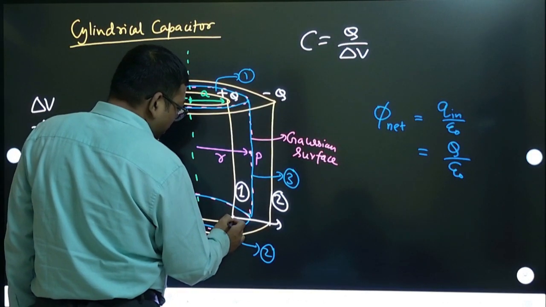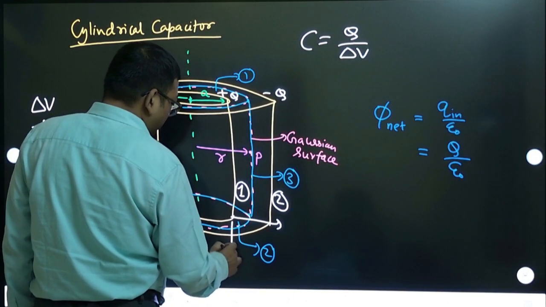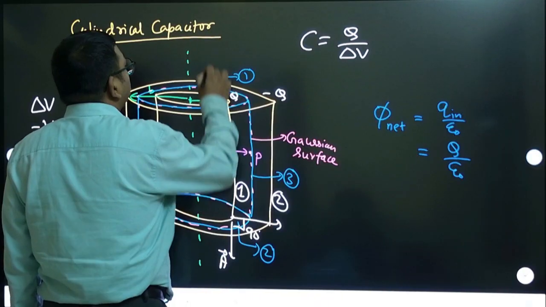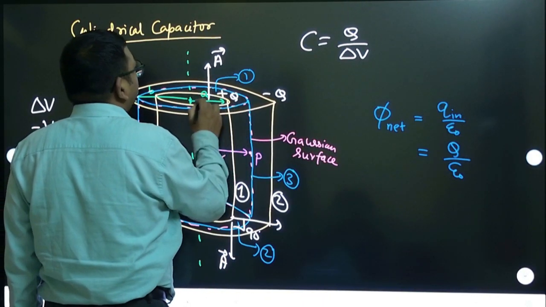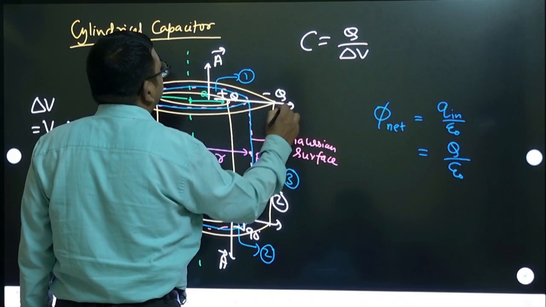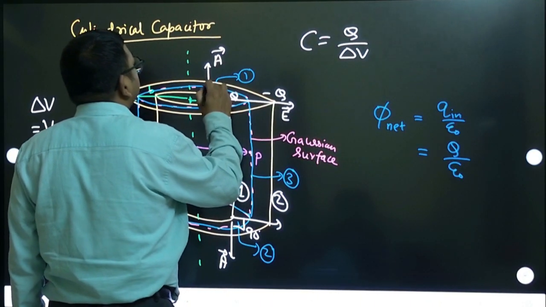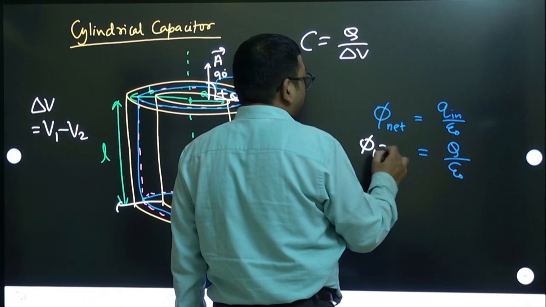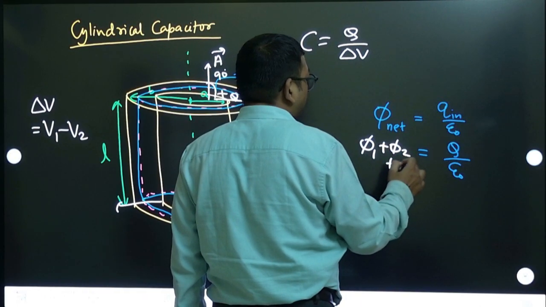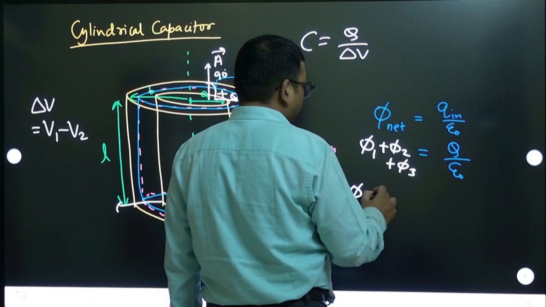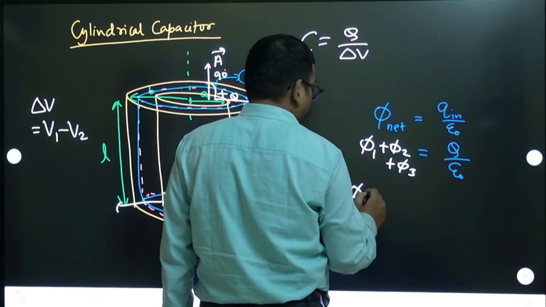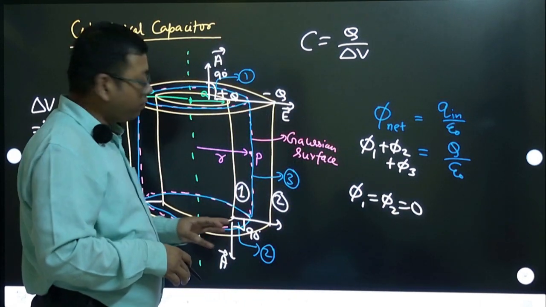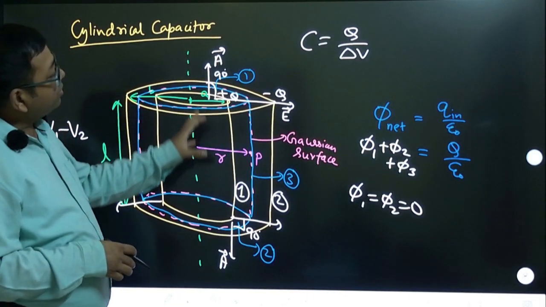So when you draw this area vector, it is going to be perpendicular, 90 degrees. Here also the area vector and electric field lines will be perpendicular. So this is going to be 90 degrees. So flux is flux 1 plus flux 2 plus flux 3, and we know that flux through 2 is going to be 0. Why? Because the dot product of field and area vector, when perpendicular, is zero, you know that.